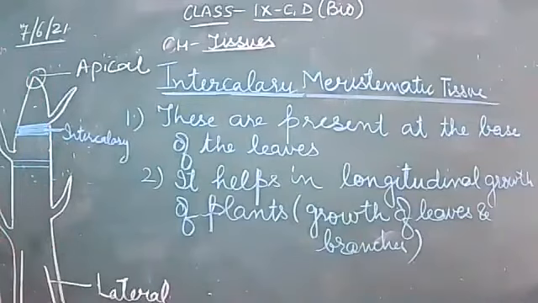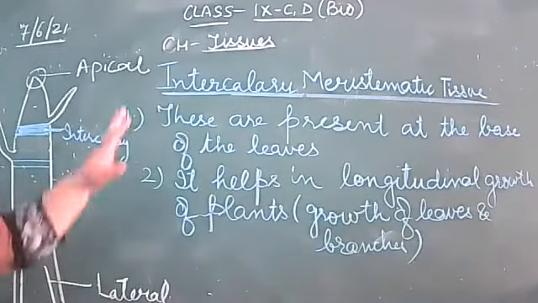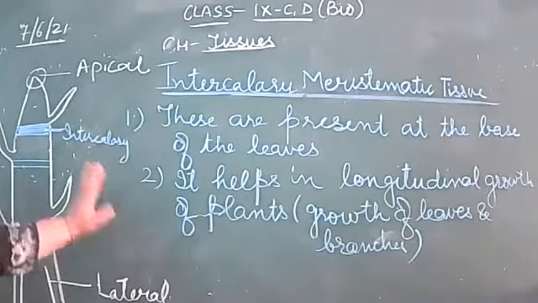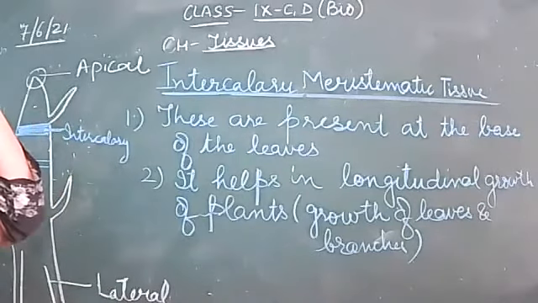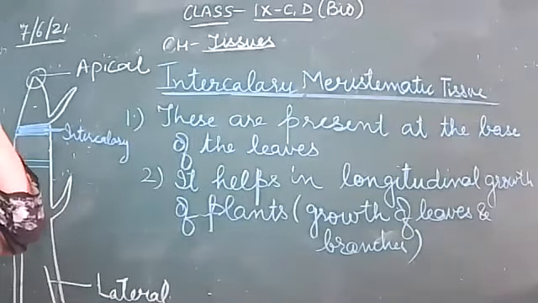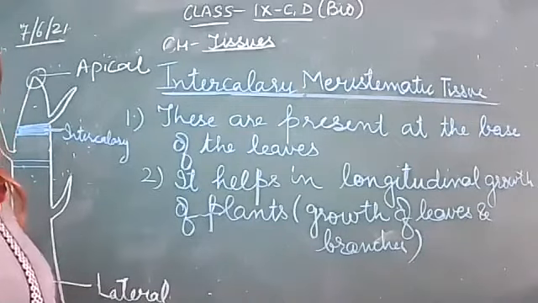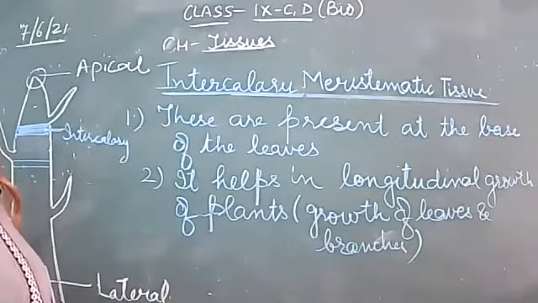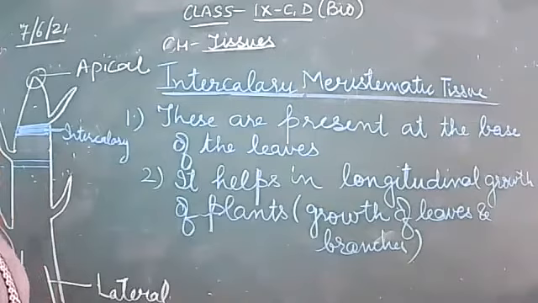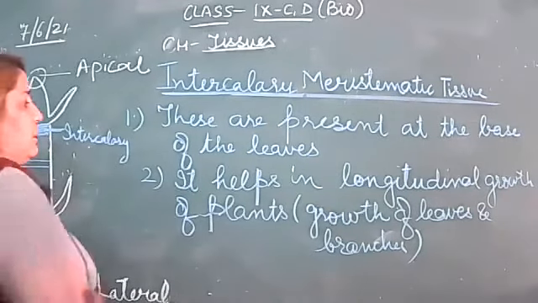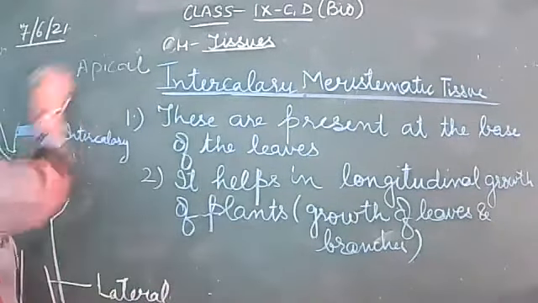Is it clear? Is it clear where all these tissues are present? Apical, meristematic, and intercalary. Is it clear to everyone? These are the simple tissues, simple meristematic tissues. Is it clear to everyone? Right? After that, we have to discuss the permanent tissues.